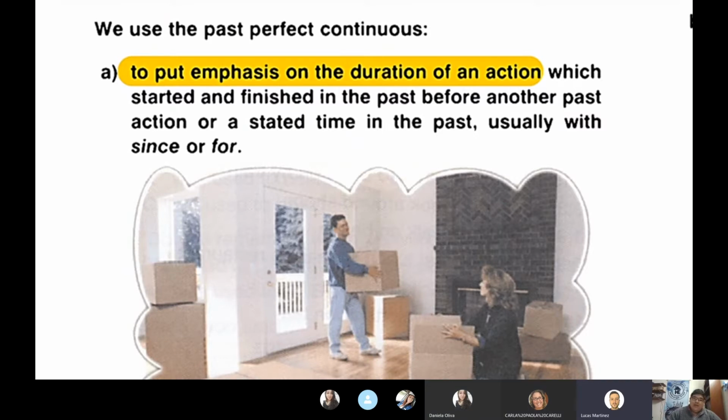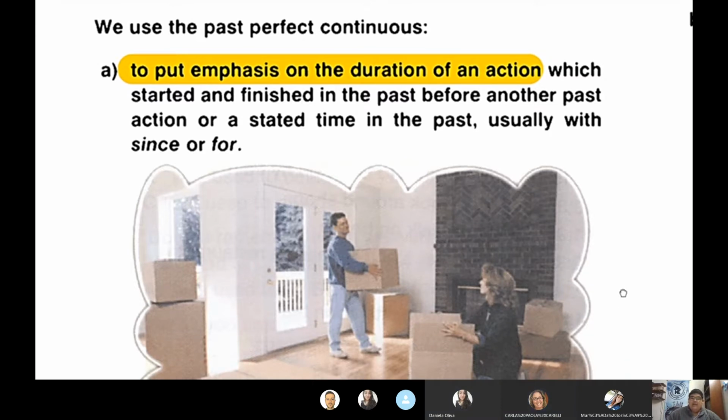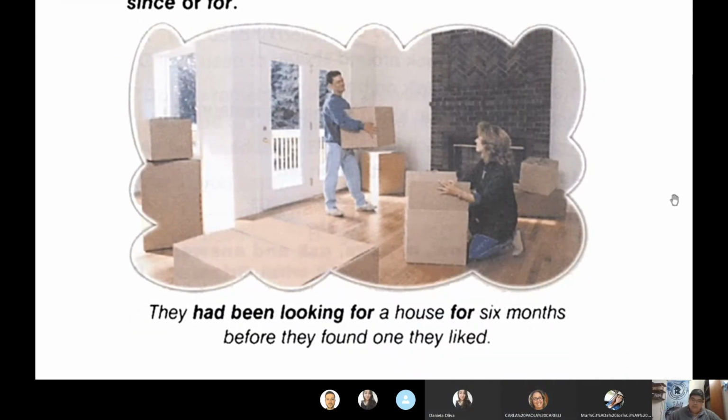Okay, Carla, can you read it, please? Yes. We use the past perfect continuous to put emphasis on the duration of an action, which started and finished in the past before another past action or a stated time in the past, usually with since or for. Okay, good. Yes, to emphasize the duration of an action. Yes, and let's see the example, Carla.